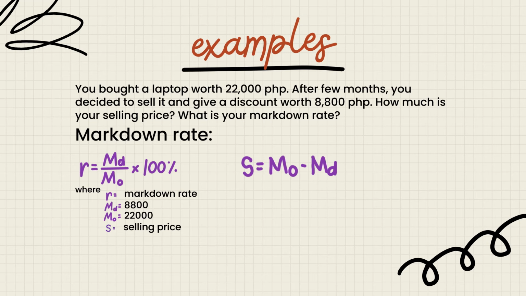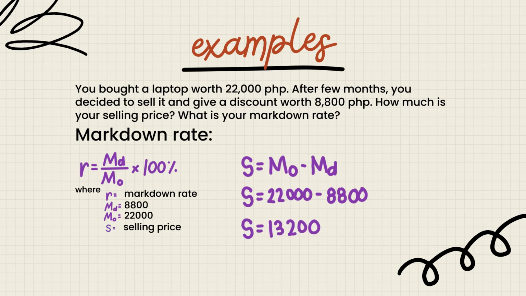So, given na meron kang original price na 22,000, so that's your M sub O, and your markdown, which is 8,800, to find the S, you just need to subtract M sub O minus M sub D. So, you have 22,000 minus 8,800. So your value of S is equal to 13,200.